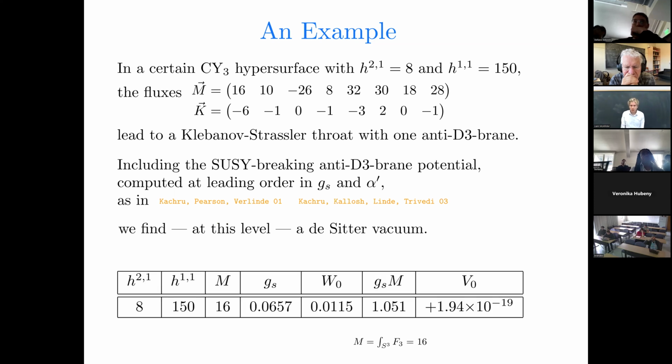So M here is the D5 brane charge dissolved in the Klebanov-Strassler throat. It's the integral of F3 over the A cycle at the tip of the KS throat. g string M is a parameter telling you how weakly curved the throat is. When g string M is big, the throat is weakly curved. g string is the string coupling. W naught is the flux superpotential. When it's small, the vacuum energy is small. And V0 is simply the actual four-dimensional vacuum energy in Planck units. And you see that it's comfortably below the Planck scale, and it's positive.